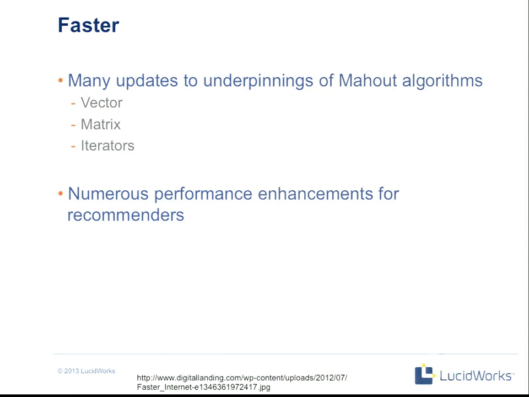And then we've made a number of performance enhancements for recommenders. So for instance, I believe one of the more popular recommenders is called alternating least squares. I think they've taken that, they've roughly shaved an order of magnitude of time off of that and reduced the number of iterations it takes to do this.